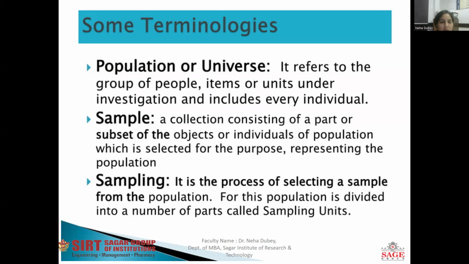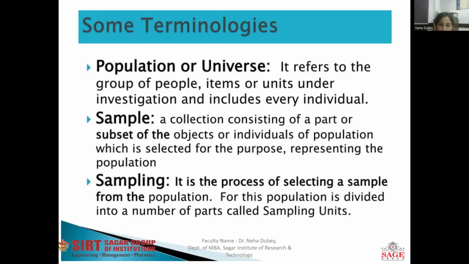Now, the sample: a collection consisting of a part or subset of the objects or individuals of the population, which is selected for the purpose of representing the population. So I am going to select certain individuals who are focusing on a Netflix subscription rather than a cinema hall visit. Say, from a population of 5,000, I am going to select 50 or 100 participants who watch Netflix and 100 who watch movies in cinema halls.